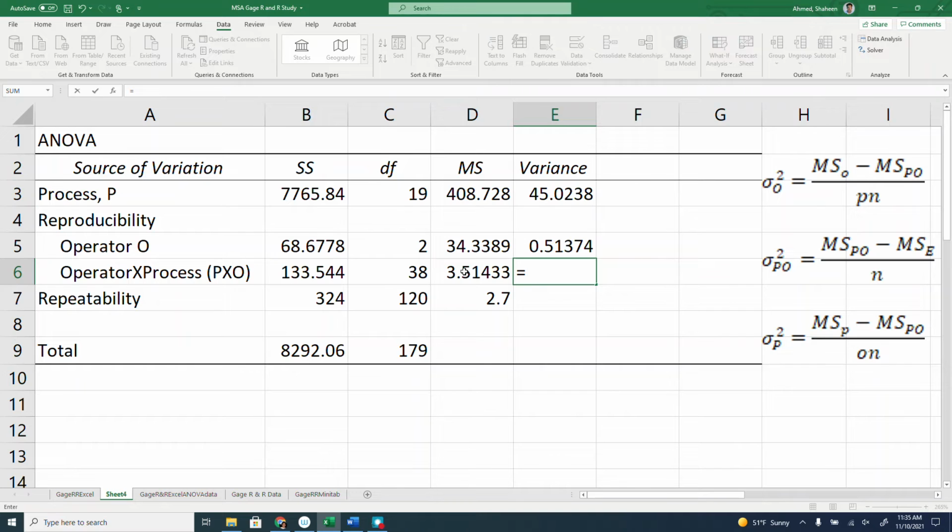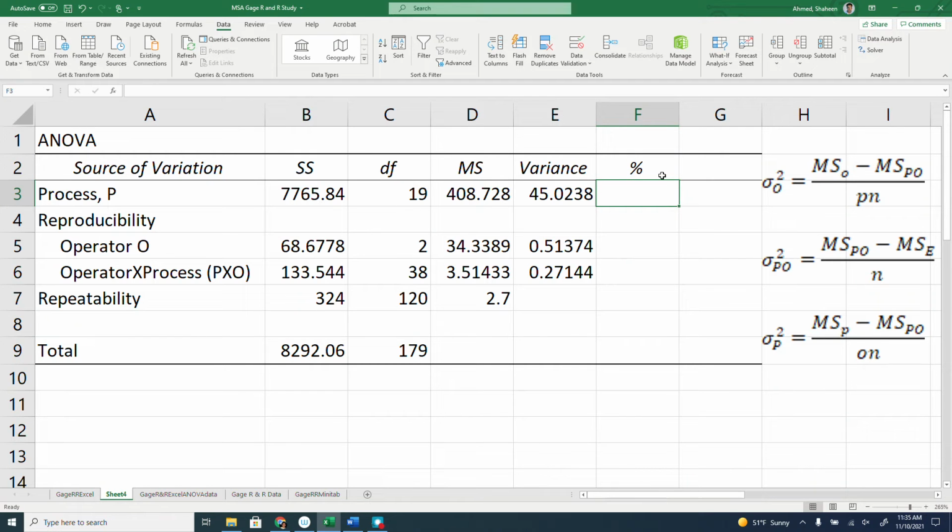Then this one would be equal to the interaction, so we're going to use a parenthesis, the interaction. This is the formula: interaction minus the MSE, which is this one, close the parenthesis, divide by N, which is 3. So now we can calculate the percent variation due to these different factors.